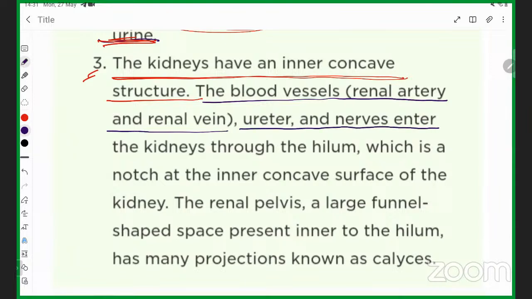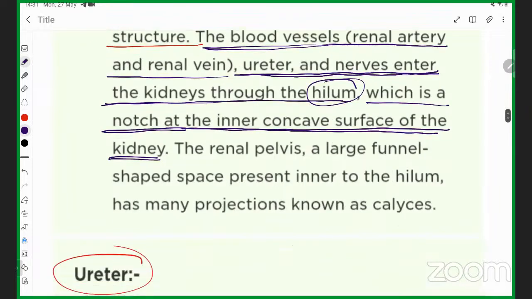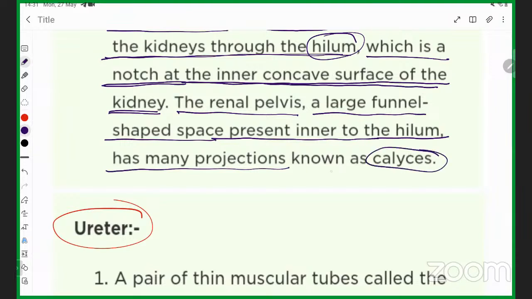The ureter, blood vessels and nerves enter the kidney through the hilum, which is a notch at the inner concave surface of the kidney. Now, see student, the renal pelvis, a large funnel-shaped space present inner to the hilum, has many projections known as calyces. This is known as what, student?